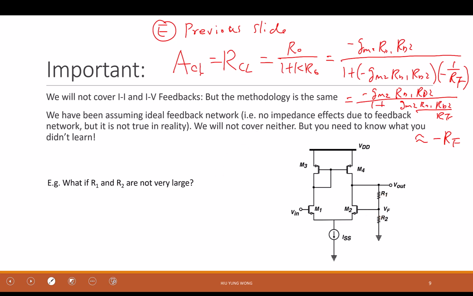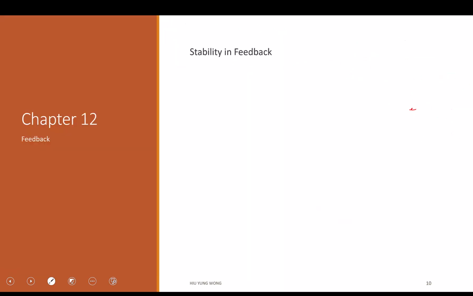So we need to have a large RF, okay. All right, so let's move forward to the next topic.